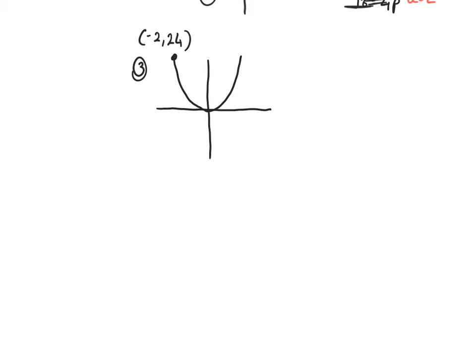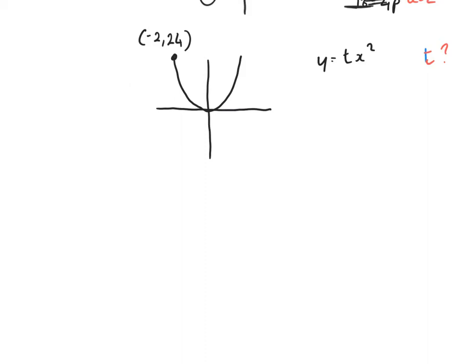Okay, example 3. We've got another parabola going through the origin again. This time it passes through the point (-2, 24), and I'm told that the parabola is of the form y equals tx squared, and I need to find the value of t. Okay, so let's go through this process again. Simple substitution.